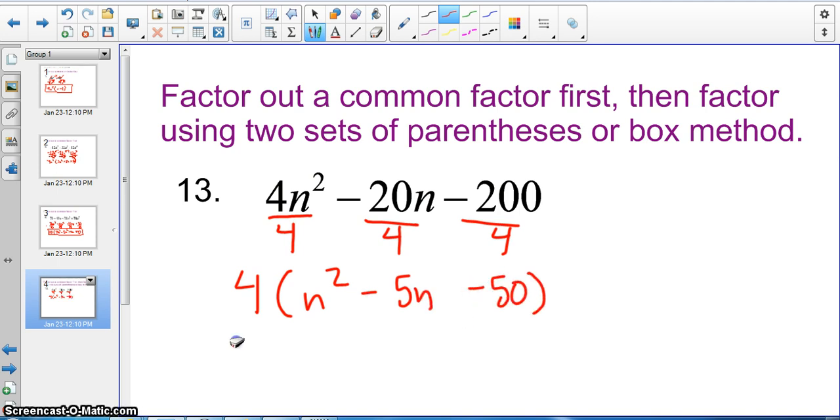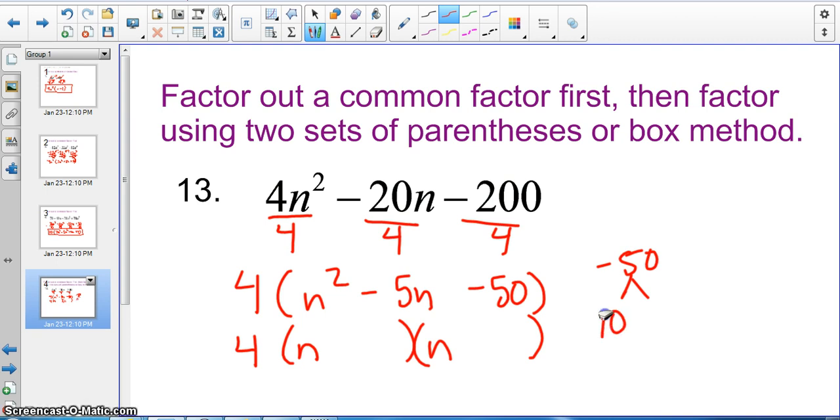Now we can do this two ways. You could set up your two parentheses, because we can actually factor n squared minus 5n minus 50. We need to see if we can factor that down farther. So you can set it up, break n squared down to n and n. Now you find two numbers that multiply to negative 50 but add up to negative 5.